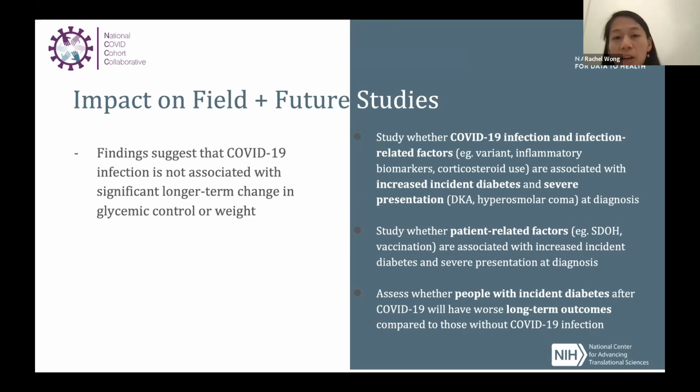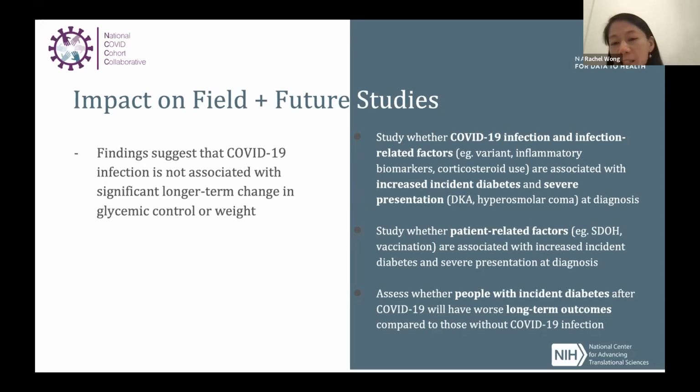Our next goals for future studies are to look at the incidence of new diabetes after COVID-19 infection, because like I said, there were some studies that suggested there's increased incidence of diabetes after COVID. So we are going to study the effect of COVID-19 infection and infection-related factors on new diabetes or those with severe presentation at diagnosis. Because, I don't know about everybody else, but on the floors, I was seeing higher rates of DKA and severe presentations, hyperosmolar coma being one of them. So we are going to look at the effect of variants, inflammatory biomarkers, and corticosteroid use on new diabetes.